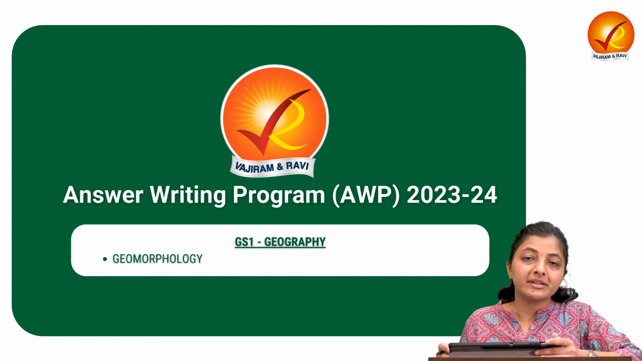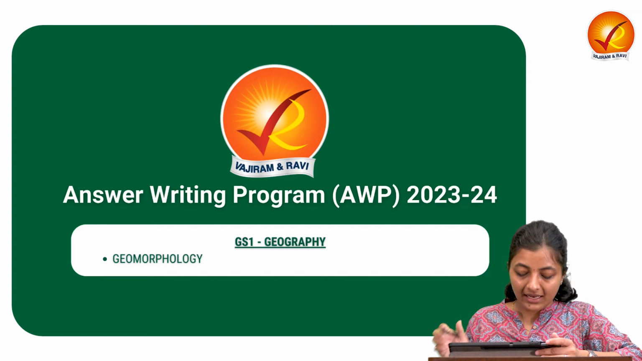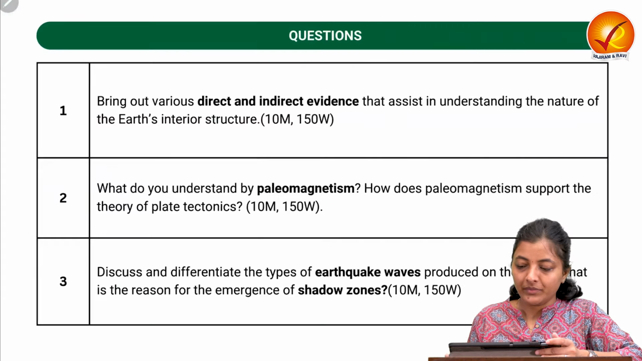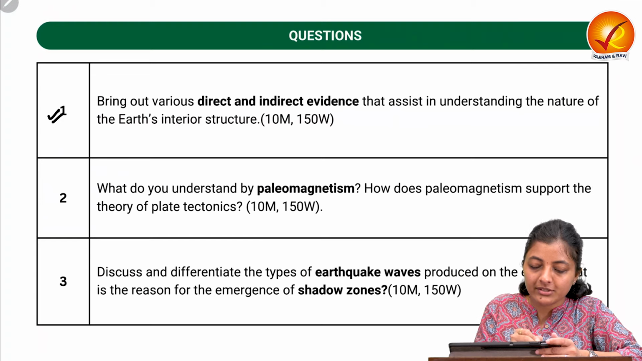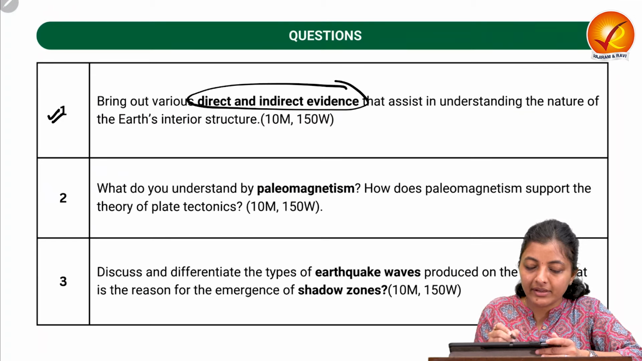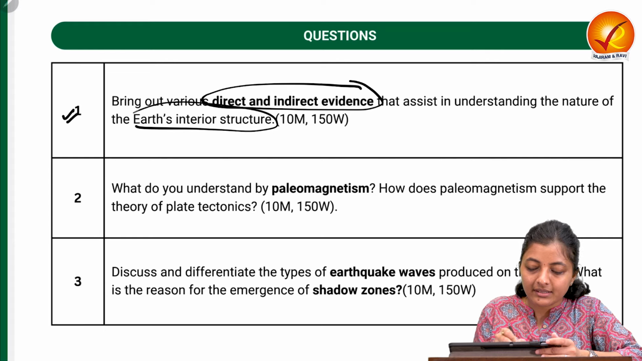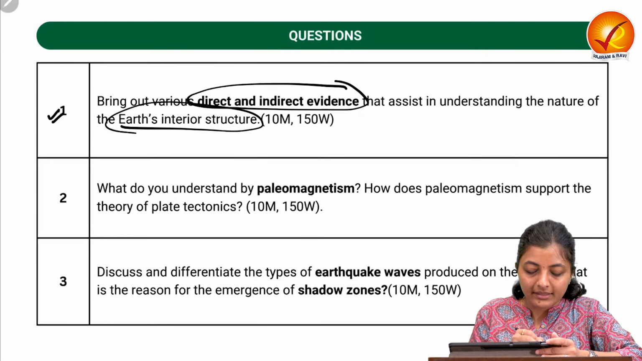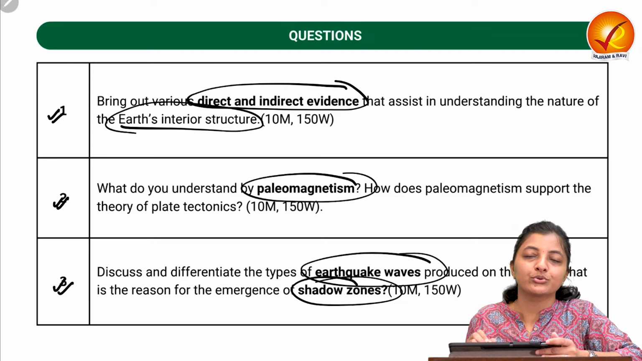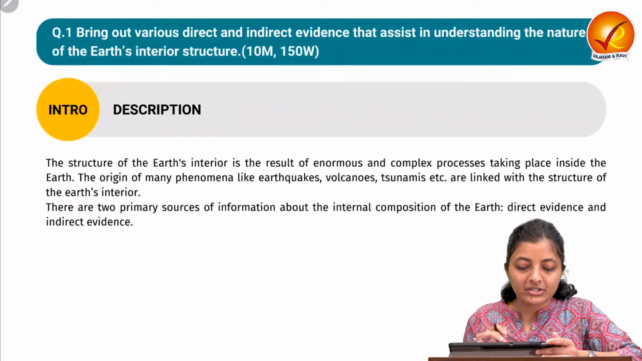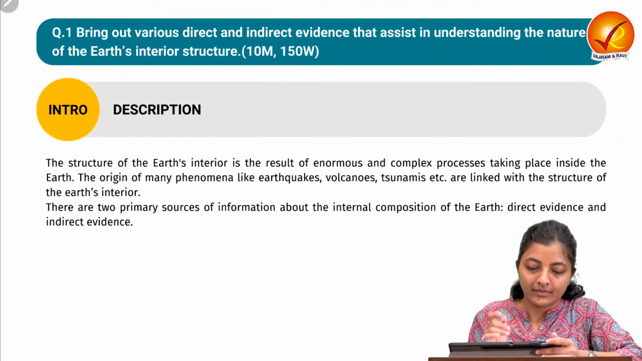So today we will be discussing geography from GS1 and the topic is geomorphology. Let's take an overview of all the three questions. The very first question is related to direct and indirect evidences to understand the Earth's interior structure. The second question is related to paleomagnetism. And the third question is related to earthquake waves and the shadow zones. So let's start our discussion from the very first question.